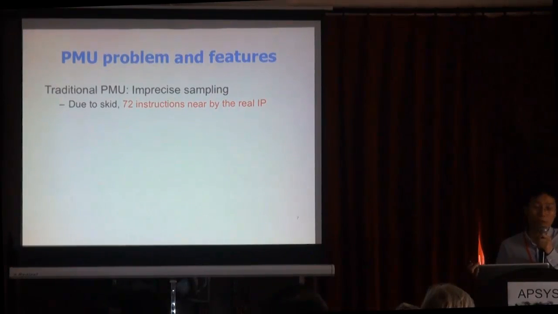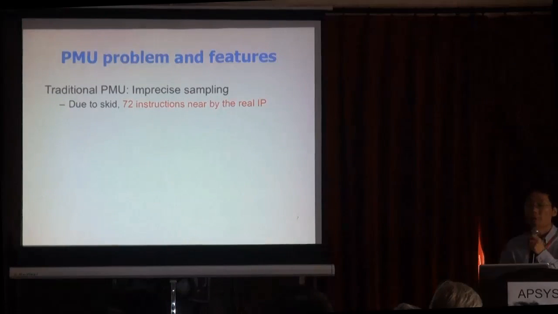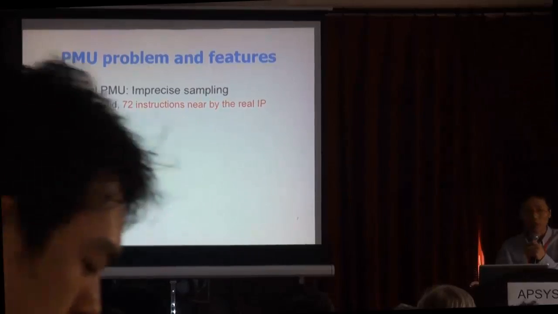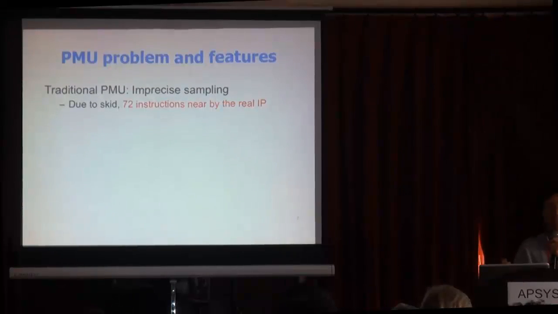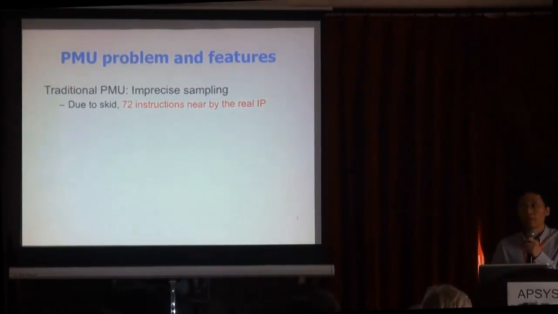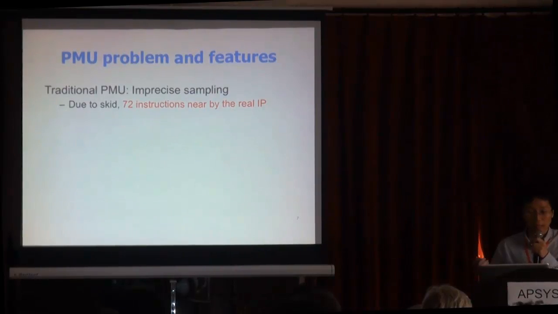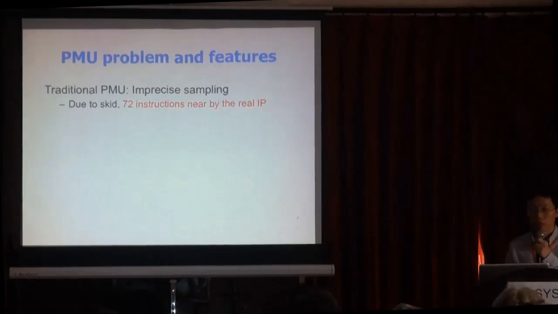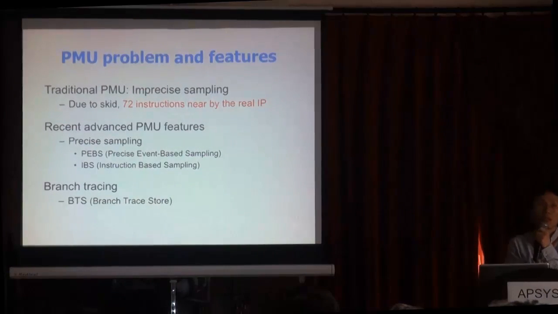The traditional performance monitoring unit is usually imprecise. What we remember of performance counters is that they usually use sampling-based techniques and are imprecise. I remember a paper stating that on AMD and Intel machines, the sampled instruction pointer can be like 72 instructions away from the real instruction pointer. But fortunately, the hardware vendors have provided some advanced performance counter features.